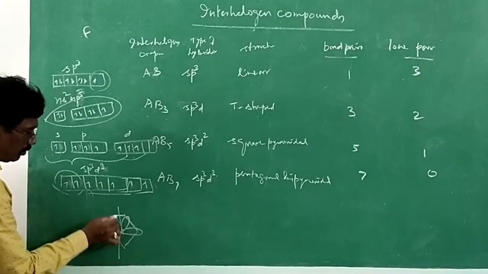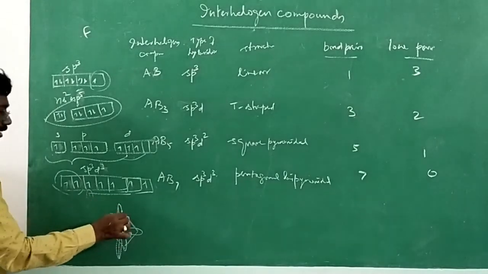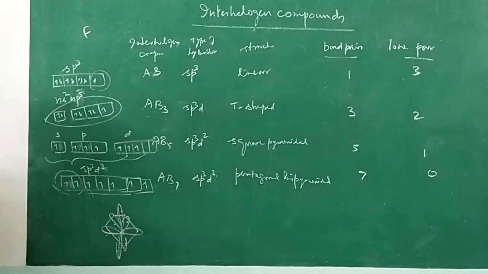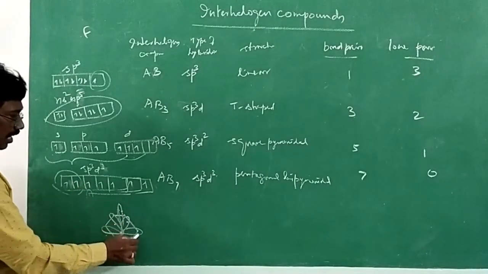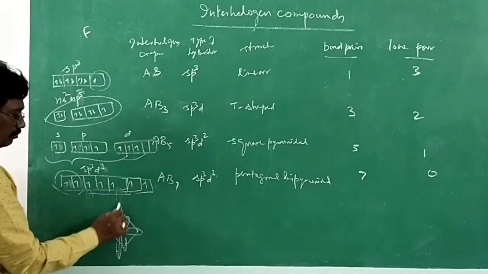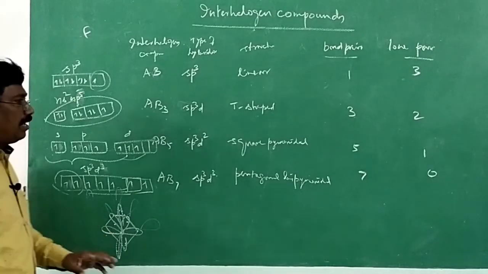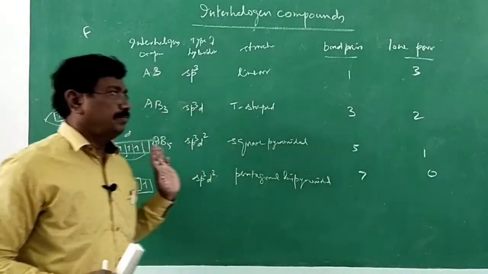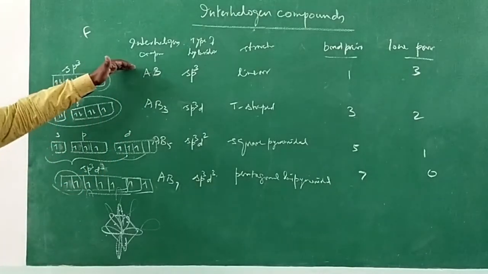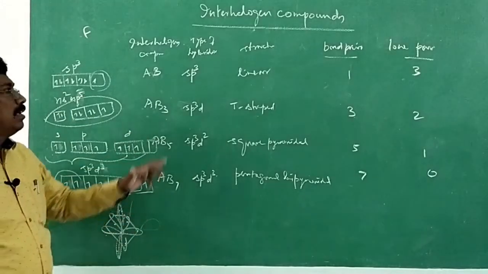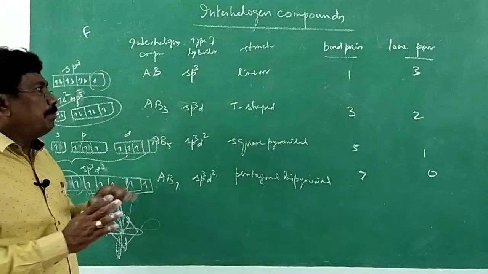1, 2, 3, 4, 5, 6, 7 lobes. All contain 1 electron each. No lone pair, and these orbitals overlap with 7 B atoms or P orbitals to give pentagonal bipyramidal. There is no lone pair, all are bond pairs. So this is how we get the structure for all the interhalogen compounds AB, AB3, AB5, AB7: sp3, sp3d, sp3d2, sp3d3. Very simple to remember.